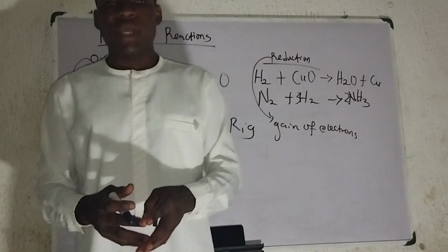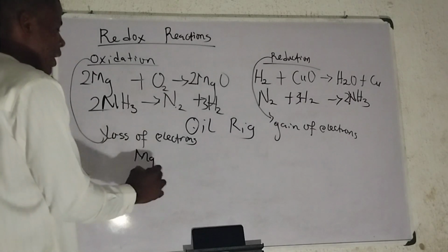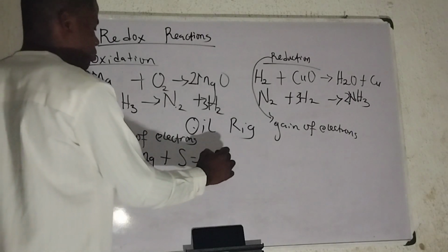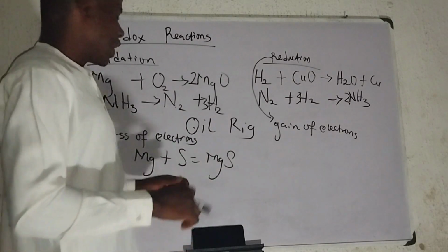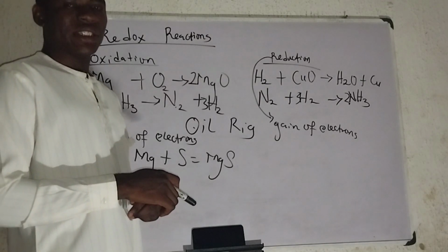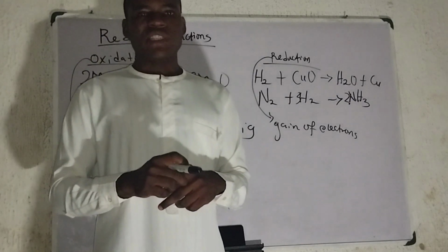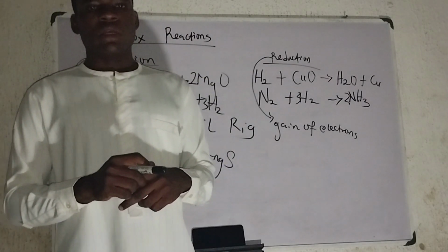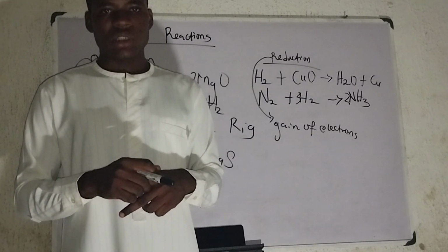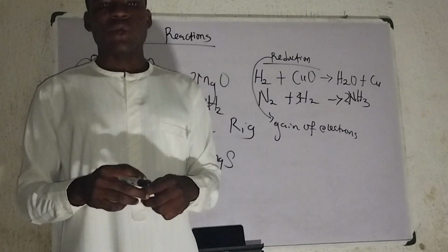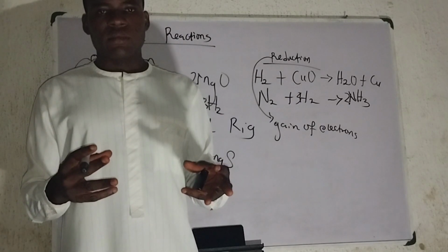Now let's use a reaction to explain. Watch the reaction between magnesium and sulfur, which will give us magnesium sulfide. Now what has happened here? Reduction and oxidation are occurring at the same time. Take note that in reduction, the oxidation number of the element being reduced decreases, while in oxidation, the oxidation number of the element being oxidized increases. I hope it makes sense.